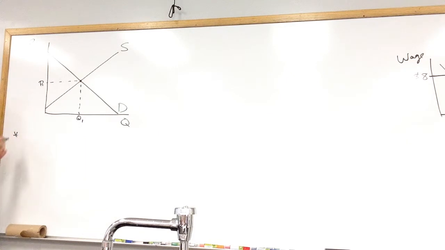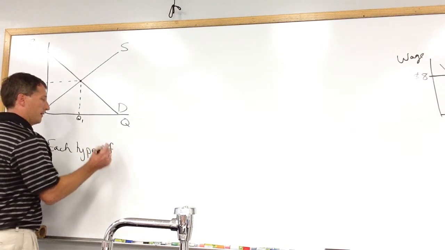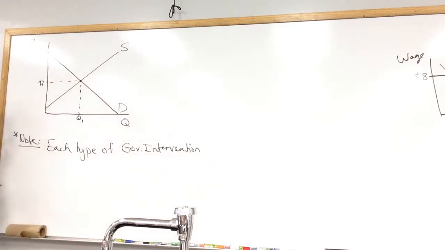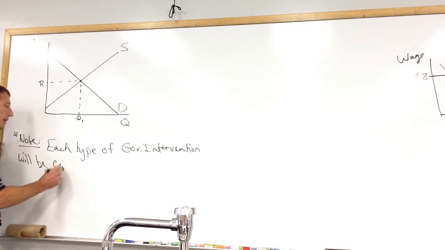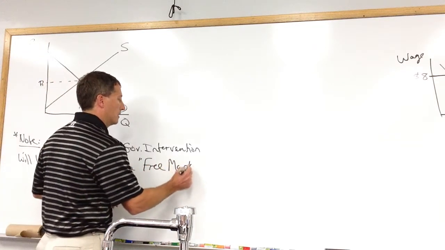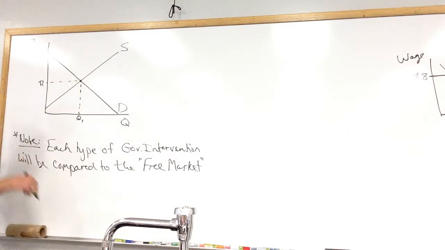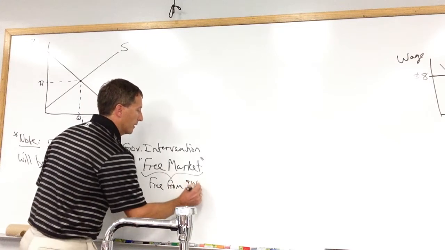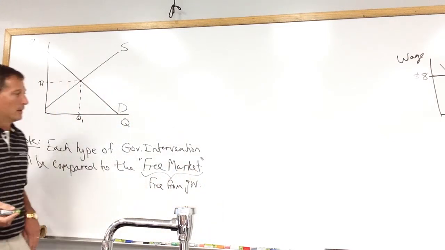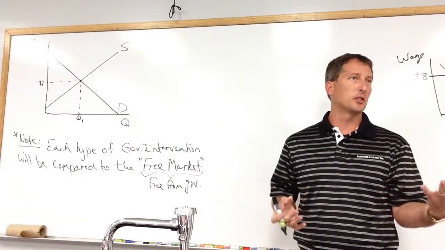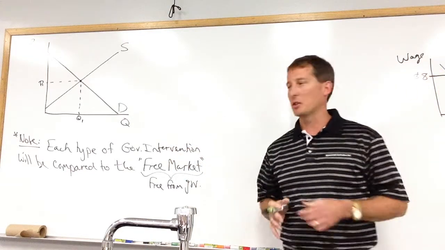So make a note to yourself, and this is for starters: each type of government intervention that we're going to explore will be compared to the free market. And free just means free from government intervention. Free from government is the lingo that we're using. As we get a little more detailed, we can maybe start with a situation where the government is already in the market and we want to make some sort of change.